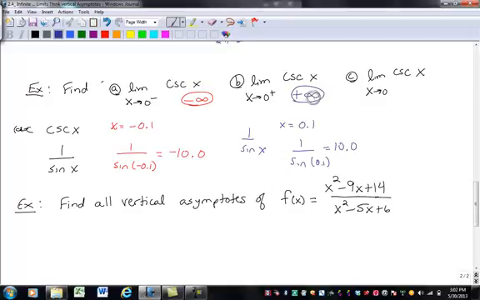Since the left and right hand limits are different, the overall limit does not exist because the one-sided limits don't equal each other. So there's another example of a function that has vertical asymptotes. Notice the trig can make it a little bit trickier to work through.